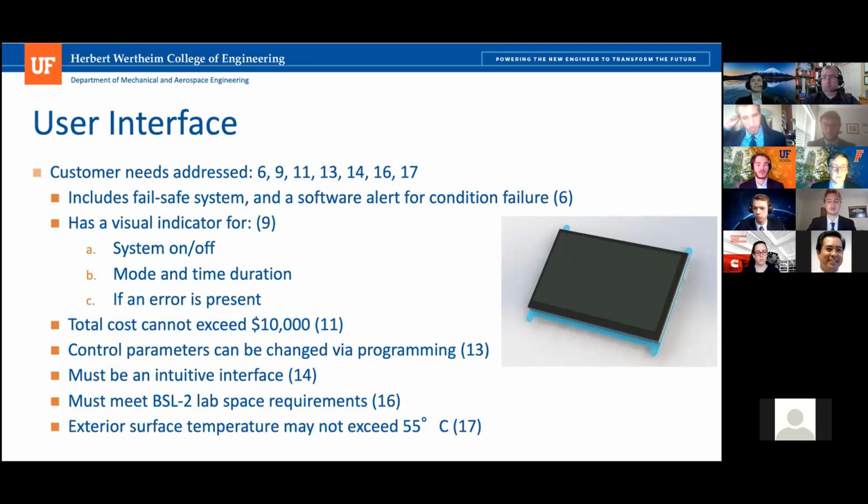Next up, control parameters can be changed via programming. This Raspberry Pi provided touchscreen was determined out of all the concepts to be the most programmable in achieving all the functions. It is directly wired to the system itself, so there's no wireless communication that may be interfered with and hinder controllability.